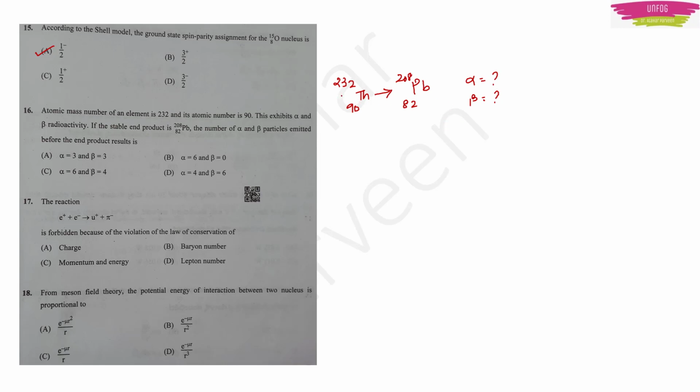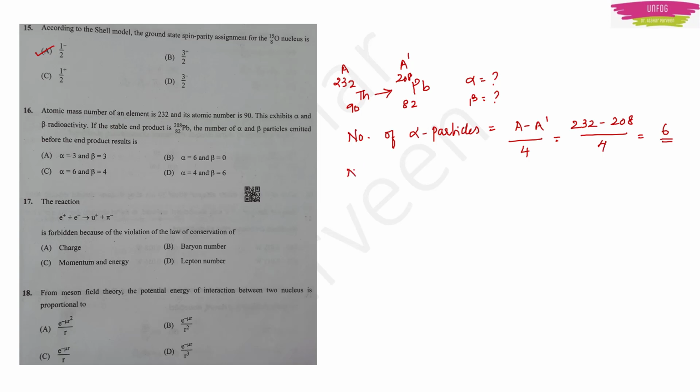Alpha particles means it is very simple. See, number of alpha particles will be equal to (A minus A dash) upon 4. If this is our atomic mass A and this is our atomic mass A dash, then it will be (232 minus 202) by 4. It will be 6. So 6 alpha particles are liberated.